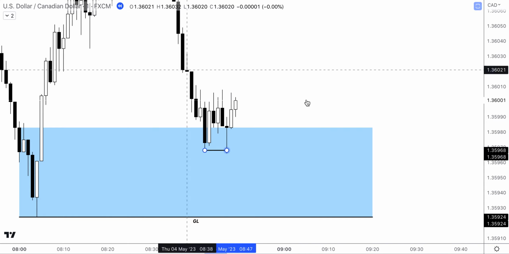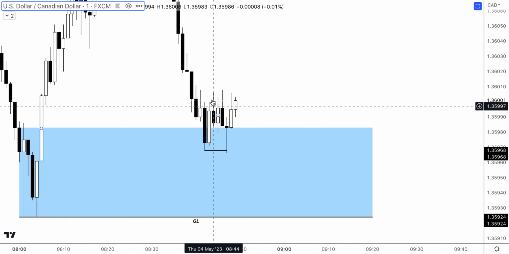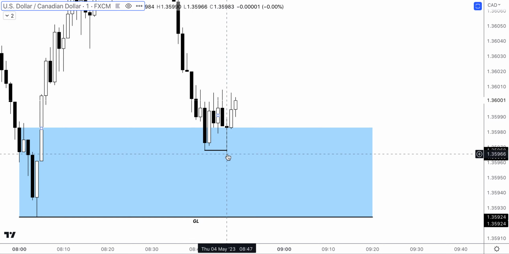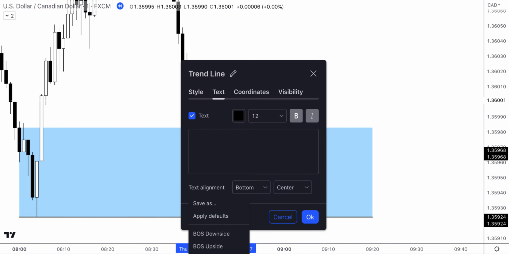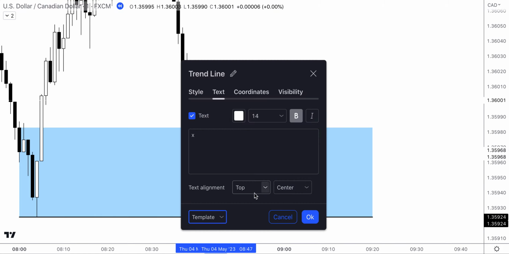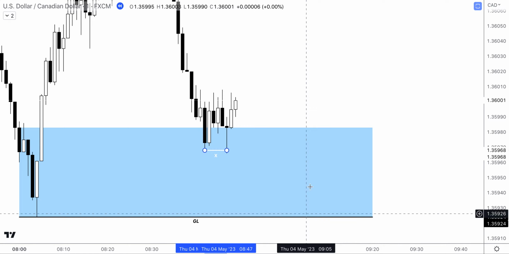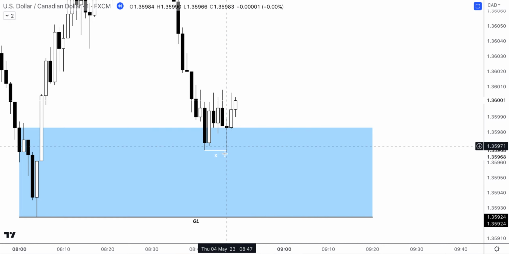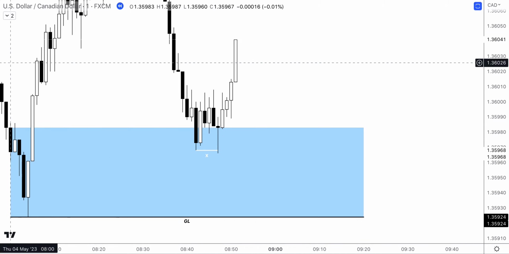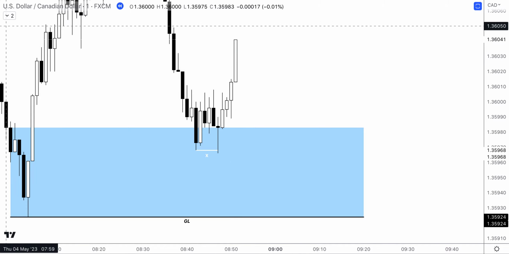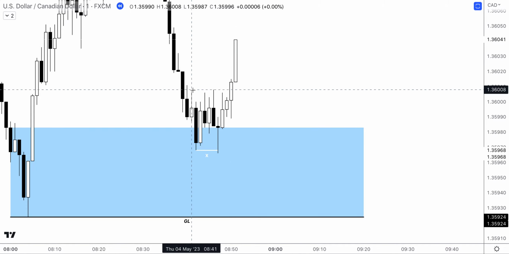So let's mark this on, so you can see here our structure. We have a low, a lower high, followed by a lower low. This is what we call a run on liquidity. We've just run these stops to the downside. We've run that liquidity, and then what do we see? We see a strong break to the upside. And how is this strong? Just like before, you can see there's strong bullish momentum to the upside. So we've seen a break of structure to the upside.